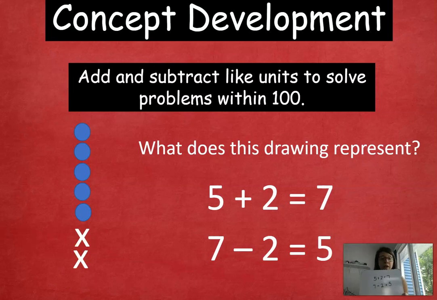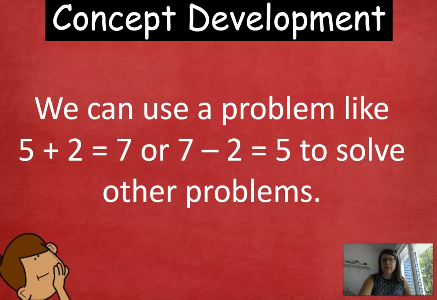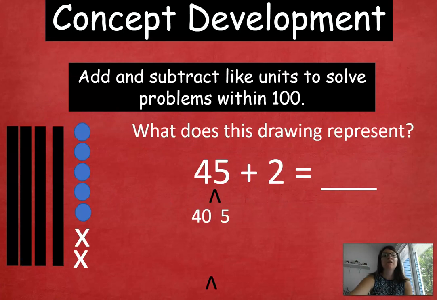Now, this drawing, remember, represents ones. All of these numbers are ones. Keep that in mind, because we're going to start using 5 plus 2 equals 7 or 7 minus 2 equals 5 to solve other problems. So keep that fact in your brain. Here we go. Okay, this is a lot, but I'm going to go through it.